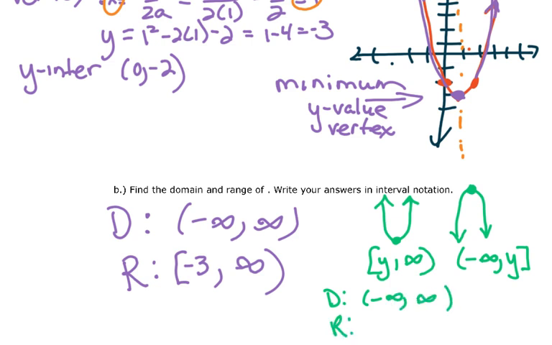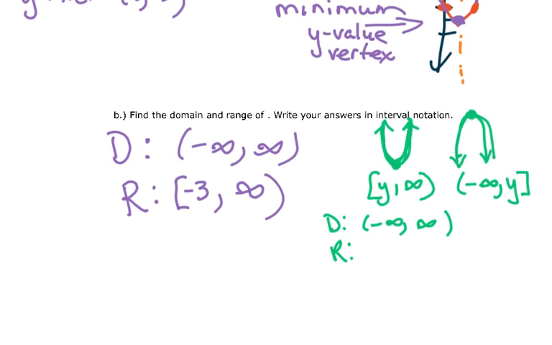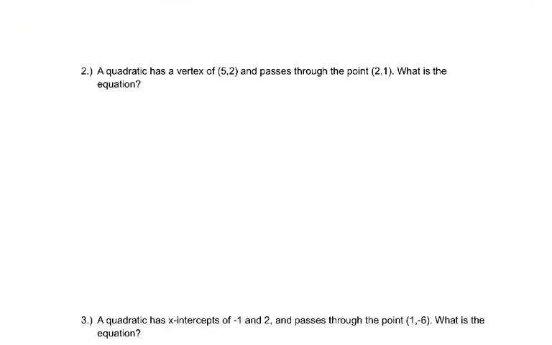And you don't necessarily need to graph it, just think about what my vertex is, what's the y value of my vertex, and then is it a smiley or a frowny parabola? The second part of this video will now be looking at writing equations. So how about if a quadratic has a vertex of 5, 2 and passes through the point 2, 1, what's the equation of that quadratic?